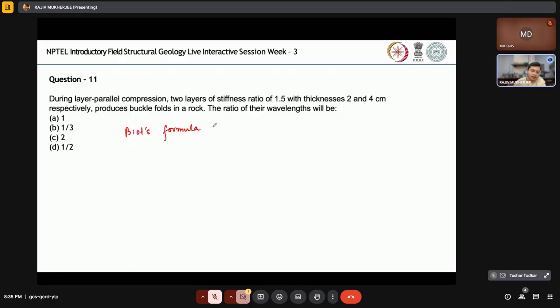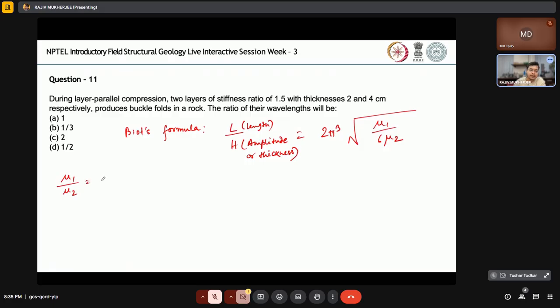So the Biot's formula is L by H, that is the wavelength by the thickness of the layers, is expressed as 2 pi cube root of mu1 by 6 mu2. So mu1 and mu2 is the ratio of the stiffness of the materials.